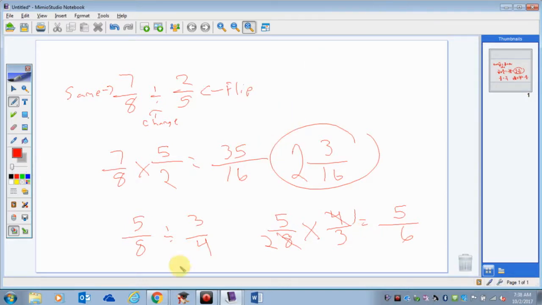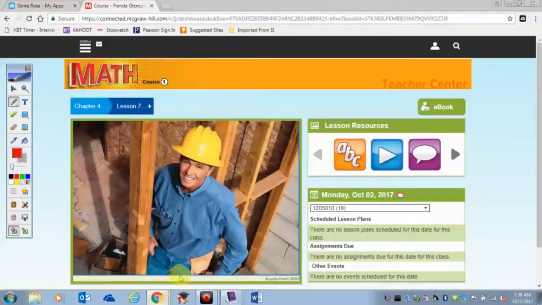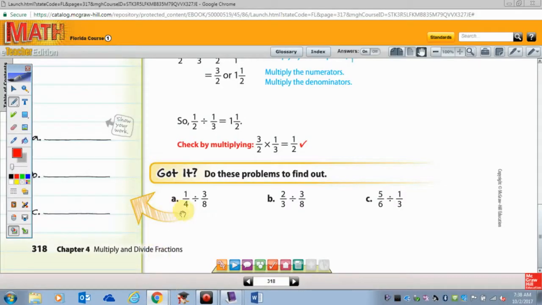Alright, about to put some example problems up there for you to work on your own. Do A, B, and C on your desk on your own. And then I will work out all 3 of them so that you can check your work. Pause the video now and work these 3 out.